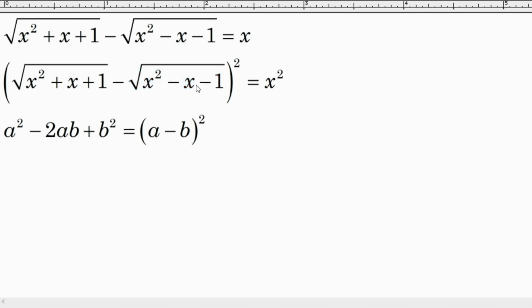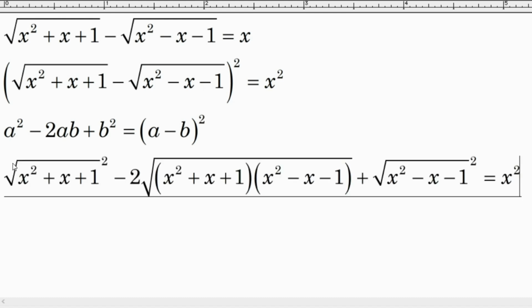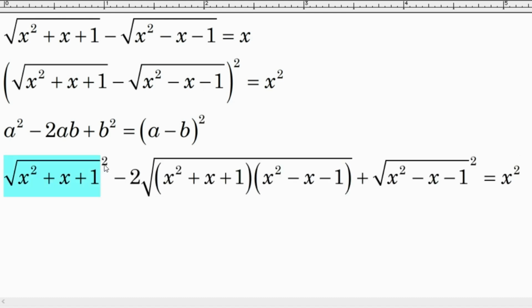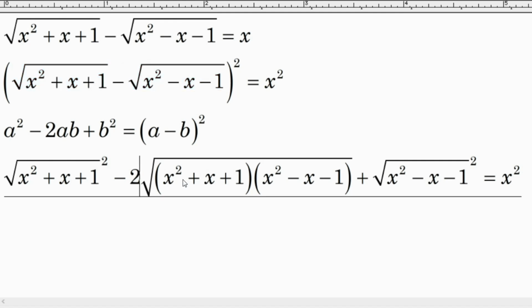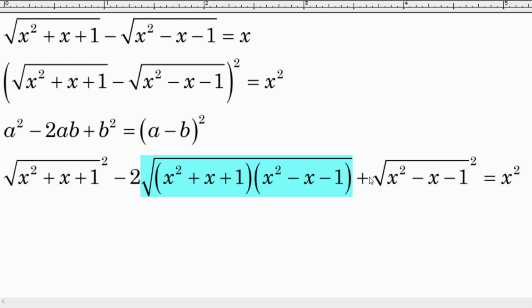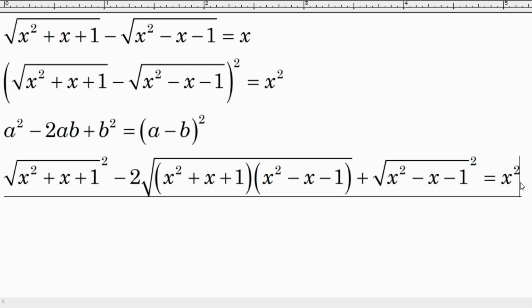So then when we expand the first side, we will get a squared, and then minus 2ab. So we got this term times this term, so we will get like this, and then plus b squared, this raised to square, and then equal to x squared here, okay.